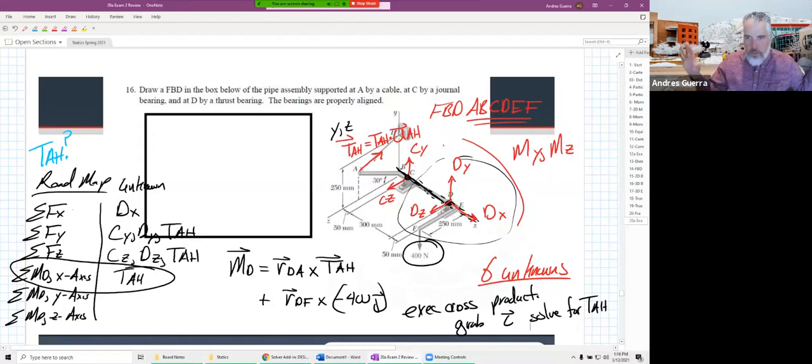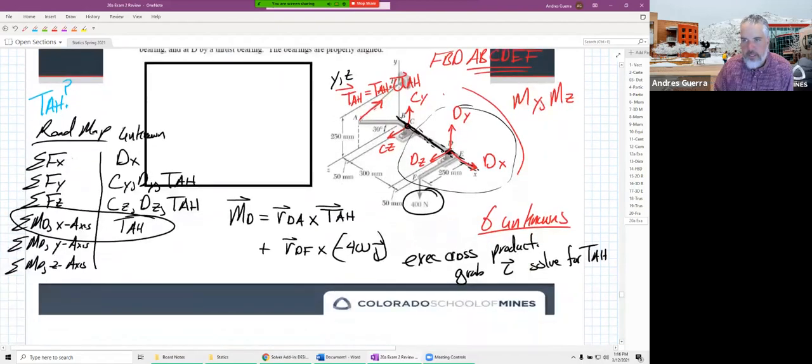But there's our big picture, right? There are our steps, and we can apply these same steps to any three-dimensional problem. We ask, what equation do we need? If it's a moment equation, we use the cross product. If it's a force equation, we sum forces in the x, y, and z using our vector, knowing the line of action of our unknown vector. Any questions about that?